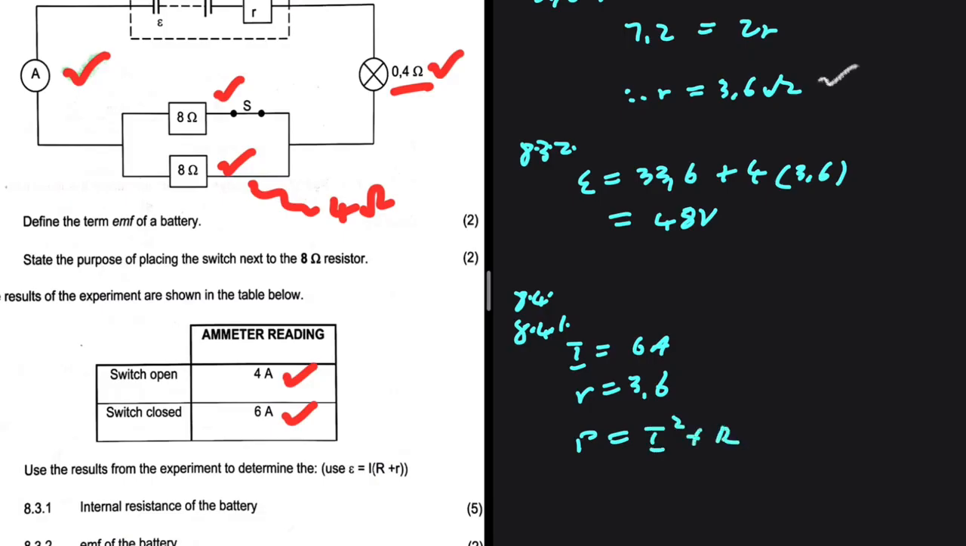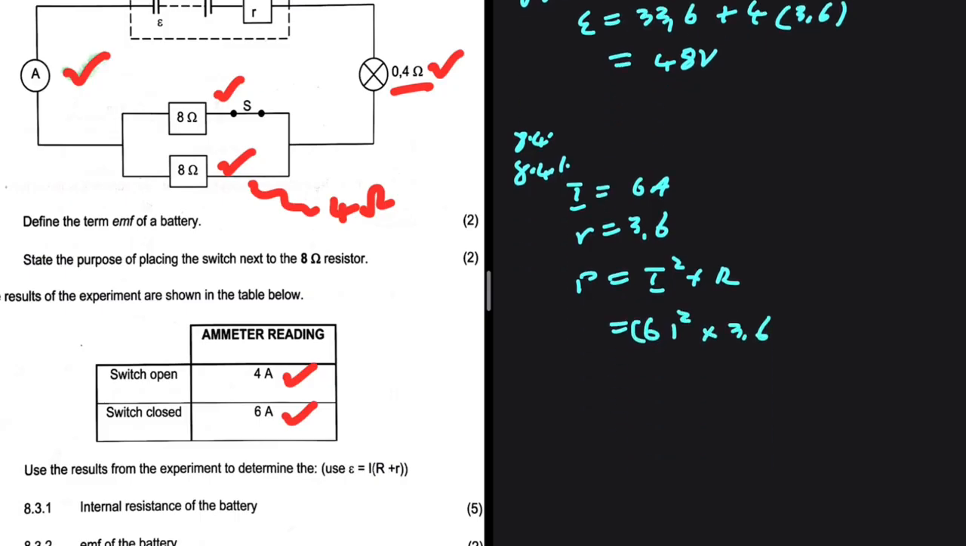We know fully well that the power is equal to I squared multiplied by R. Well, the power is equal to V squared divided by R, and it is equal to V multiplied by I. But looking at the variables we have, it is wise that we use I squared multiplied by R, because we don't have to find a variable and substitute again. If we go ahead and do that, we're going to have 6 squared multiplied by 3.6. This is equal to 129.6 watts. That is the answer to 8.4.1.